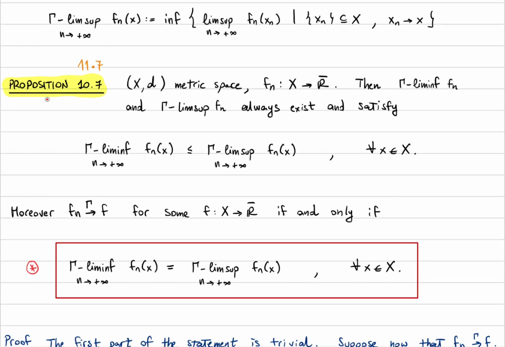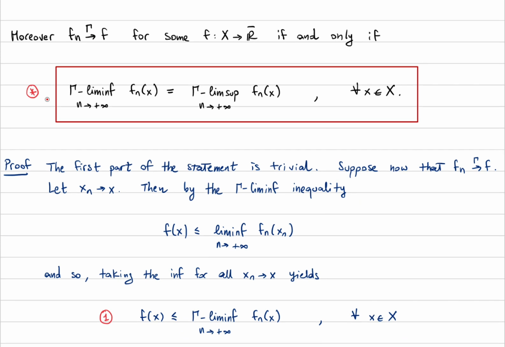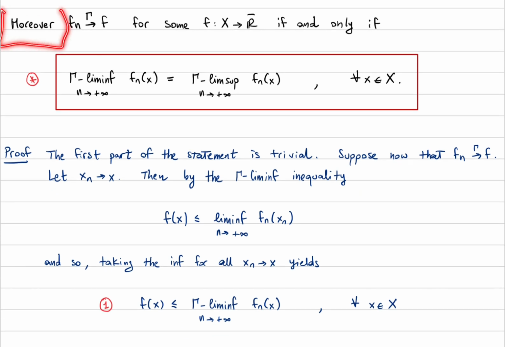So the only thing that we actually need to prove is the moreover part of the statement, that Fn gamma converges to F if and only if star holds. So assume first that Fn converges to some gamma limit F, and now we want to check that star holds. Take any sequence xn converging to x. Then by the gamma limit inequality, which holds since we're assuming gamma convergence, we have that f(x) is less or equal than the lim-inf as n goes to plus infinity of Fn(xn).